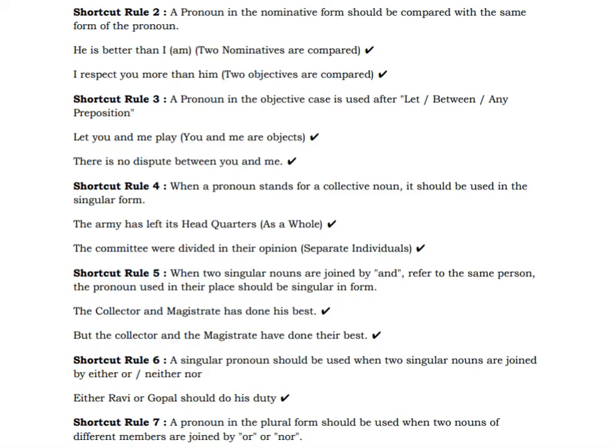So here, with let, that example quite often comes, and remember that whenever you are using let, what happens after that? You have to use the objective form. Let me go. Let me play. Let you and me play. Both you, subjective form and objective form, are the same. So then there is no problem.